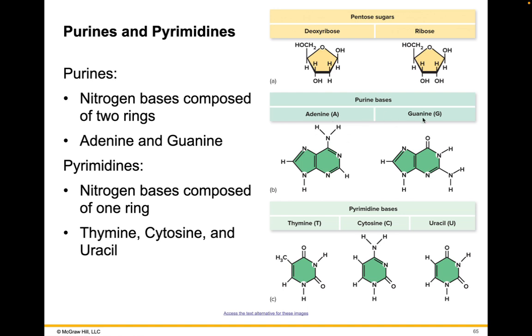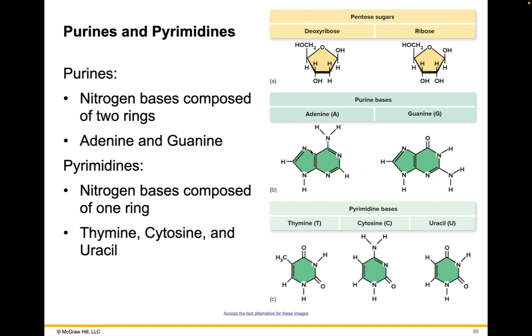Pure as gold. Pyrimidines look a little different. They're just one ring. Pyrimidines are going to be the rest of them. So not adenine, not guanine. So what do we have? Thymine, cytosine, and uracil.